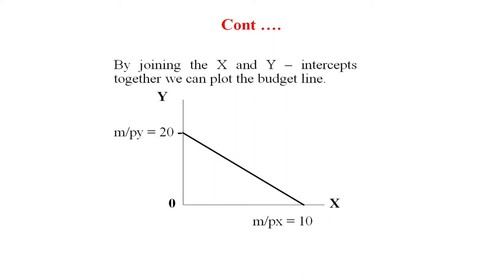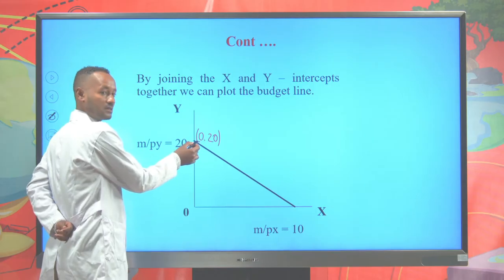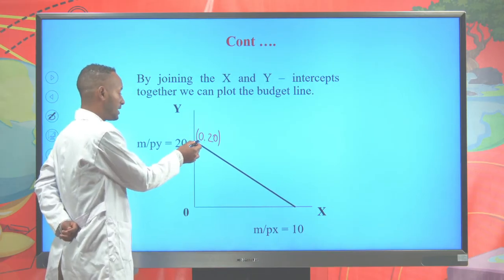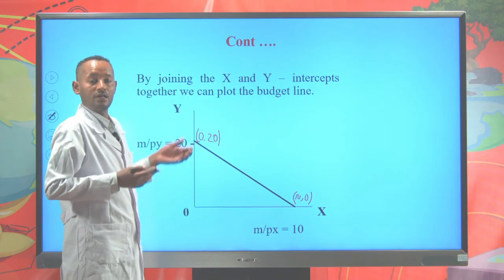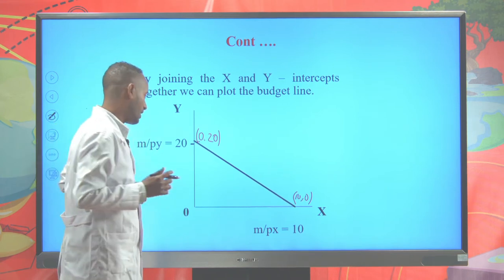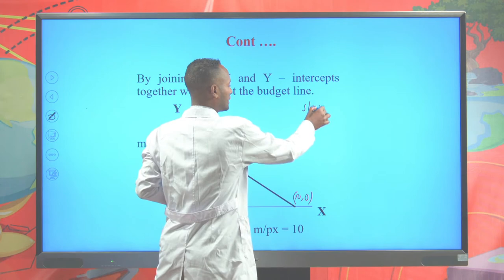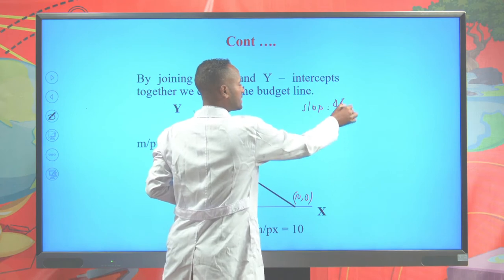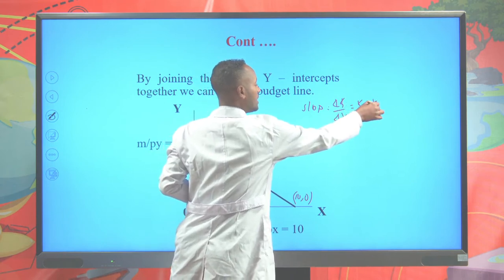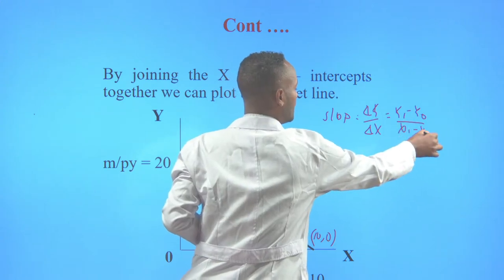Let me show you the way of calculating the slope of the budget line. The y-intercept is the value of y that you get by putting the value of x as 0. Then this is (0, 20). Similarly, the x-intercept is the value of x that you get by putting the value of y as 0. So this is (10, 0). So by taking any two intercepts, we can calculate the slope of a curve. And the slope is calculated by dividing the change in y by the change in x. This is change in y, meaning y final minus y initial, divided by x final minus x initial. So this is the slope.